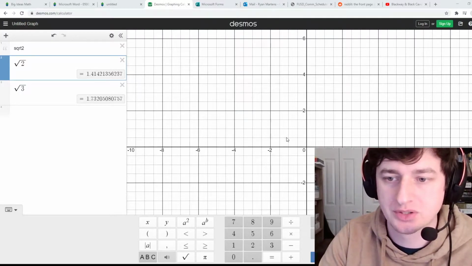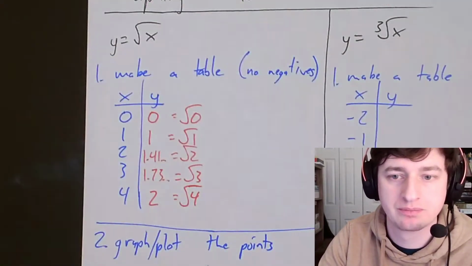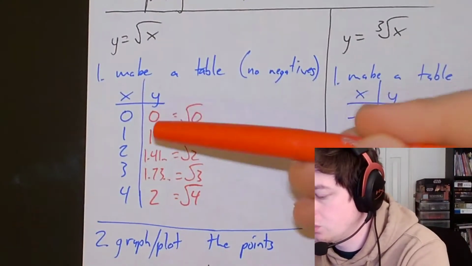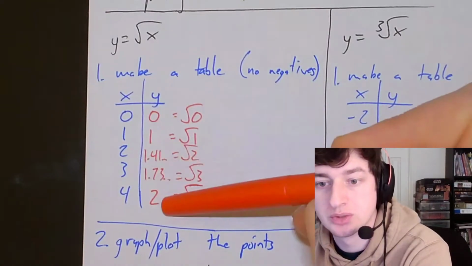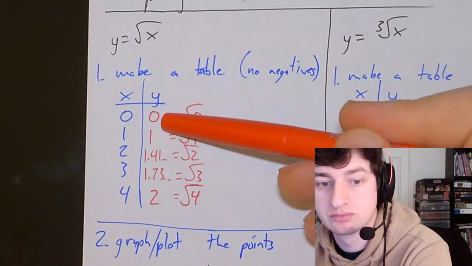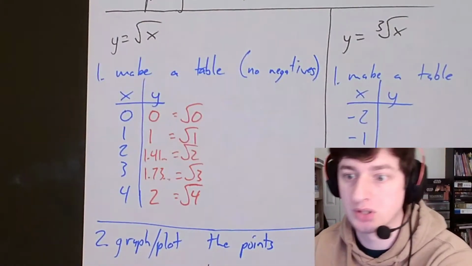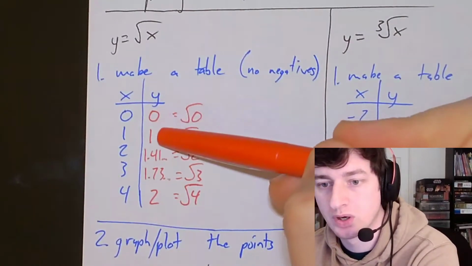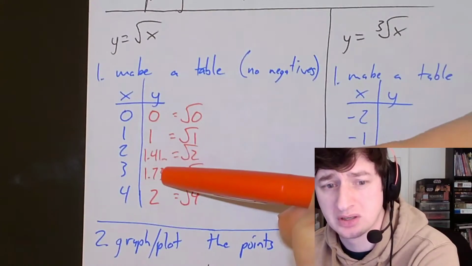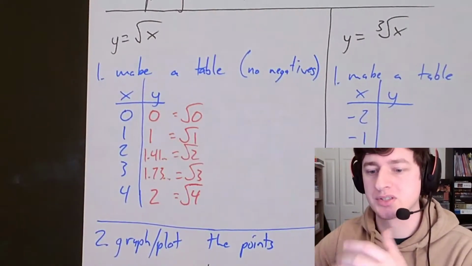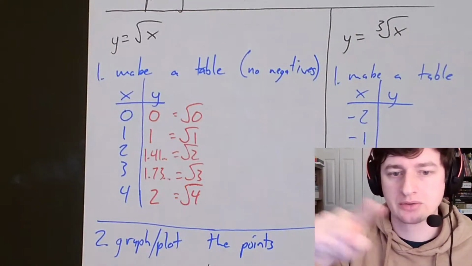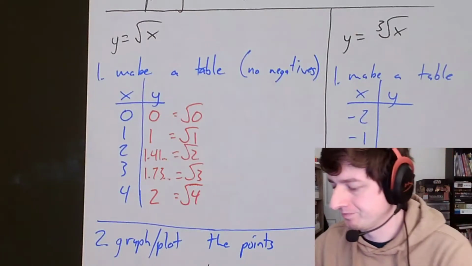So we'll come back to Desmos here and plot the actual graph in a second, but now we have values for all of these. We have 0, 1, 1.4, 1.7, and 2. It's going up, but it's actually going up more slowly as time goes on, right? From 0 to 1 is 1, but from 1 to 2 is only 0.4, and then it's only 0.3, and then 0.3. Like the difference is getting smaller. So our graph is going to kind of do this curved thing out to the right.